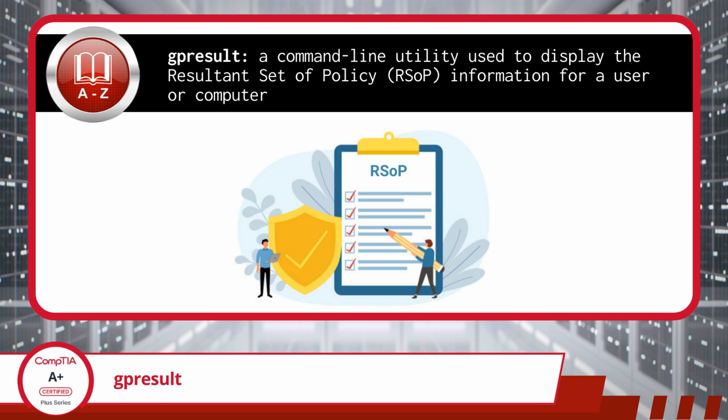Understanding which policies are applied is crucial for a few reasons. First, it helps troubleshoot issues. If a user is experiencing problems, such as not being able to access certain resources or applications behaving unexpectedly, knowing the exact policies applied can provide insight into whether the problem is configuration related.